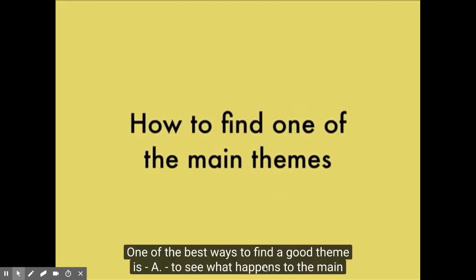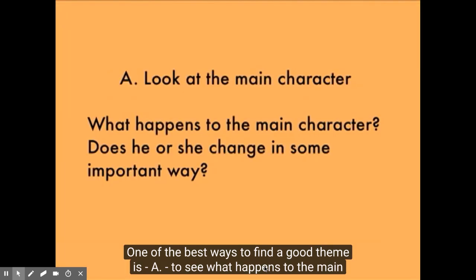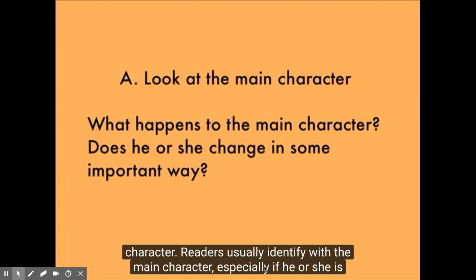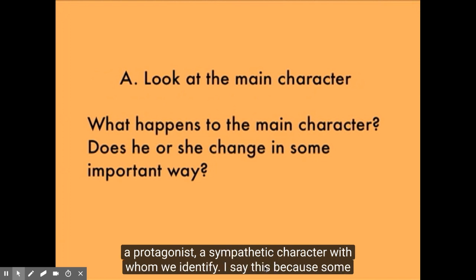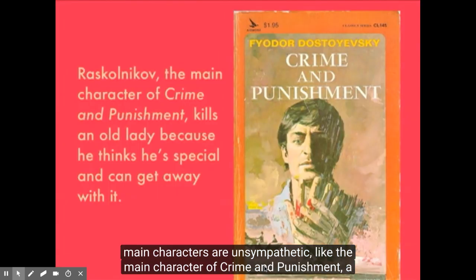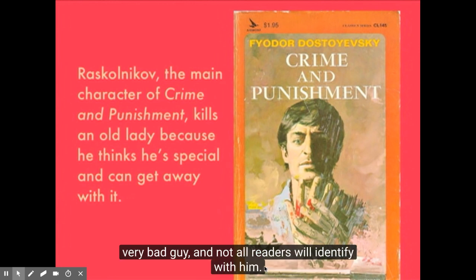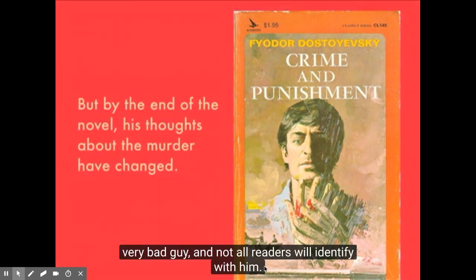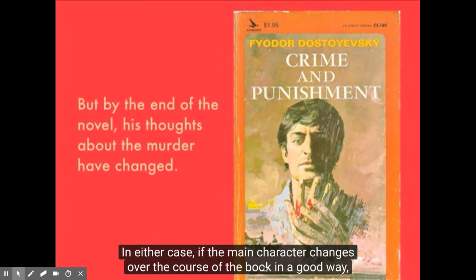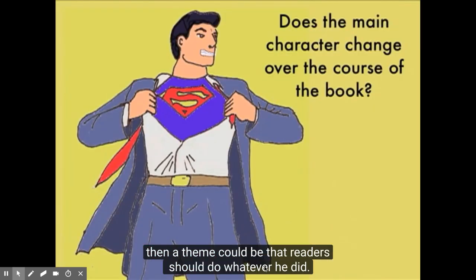One of the best ways to find a good theme is, A, to see what happens to the main character. Readers usually identify with the main character, especially if he or she is a protagonist, a sympathetic character with whom we identify. I say this because some main characters are unsympathetic, like the main character of Crime and Punishment, a very bad guy, and not all readers will identify with him. But in either case, if the main character changes over the course of the book in a good way, then a theme could be that readers should do whatever he did.